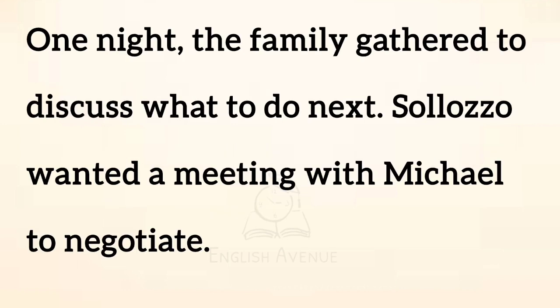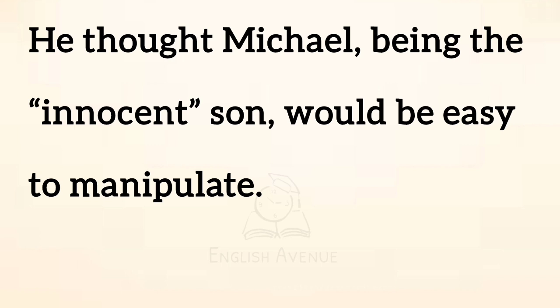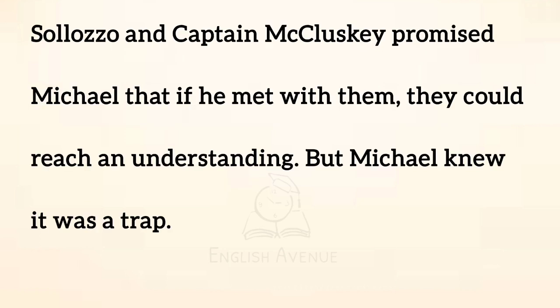One night, the family gathered to discuss what to do next. Sollozzo wanted a meeting with Michael to negotiate. He thought Michael, being the innocent son, would be easy to manipulate. Sollozzo and Captain McCluskey promised Michael that if he met with them, they could reach an understanding. But Michael knew it was a trap.